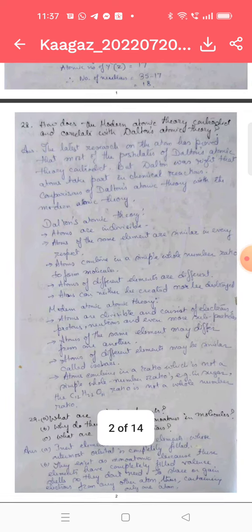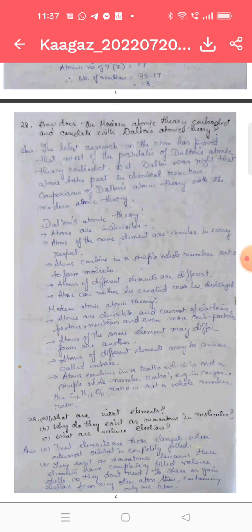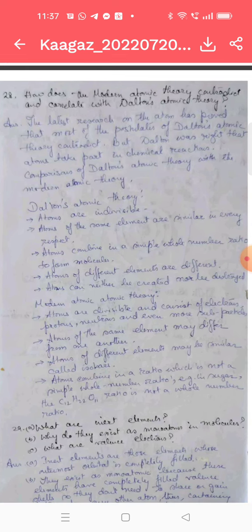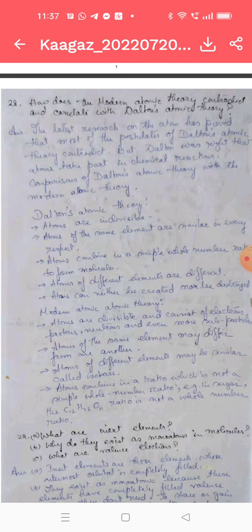Now next question: how does the modern atomic theory contradict and correlate with Dalton's atomic theory? The latest research on the atom has proved that most of the postulates of Dalton's atomic theory contradict the modern atomic theory, okay? But Dalton was right that atoms take part in the chemical reaction. Comparisons of Dalton's atomic theory with the modern atomic theory are these.